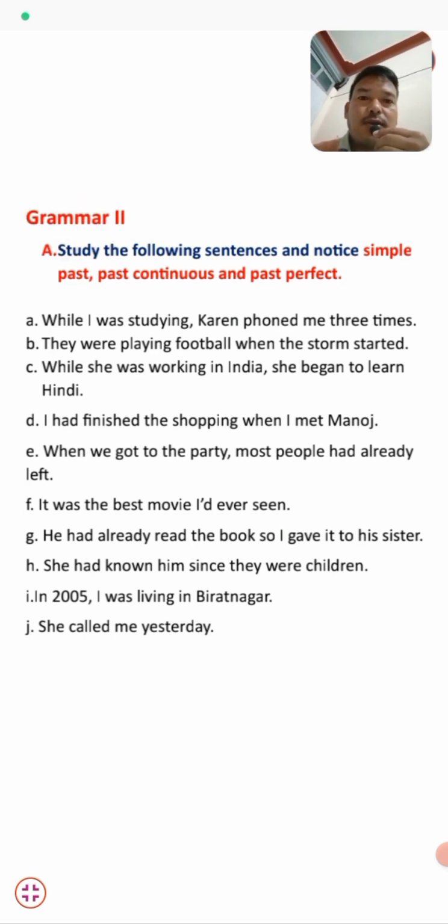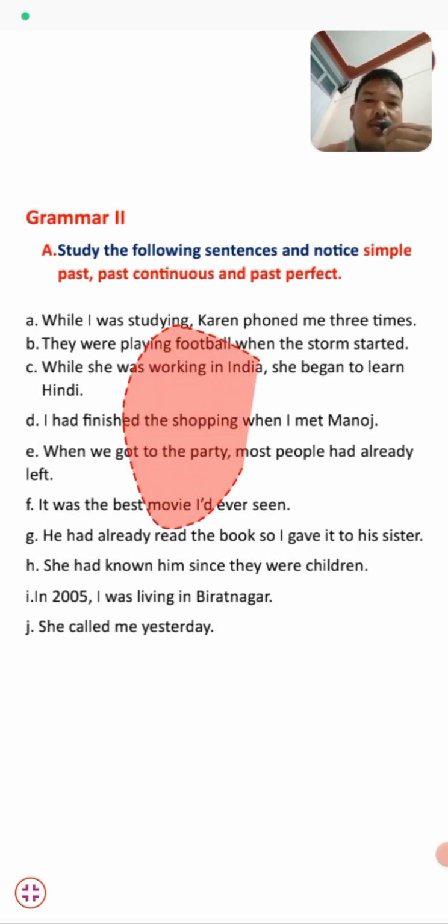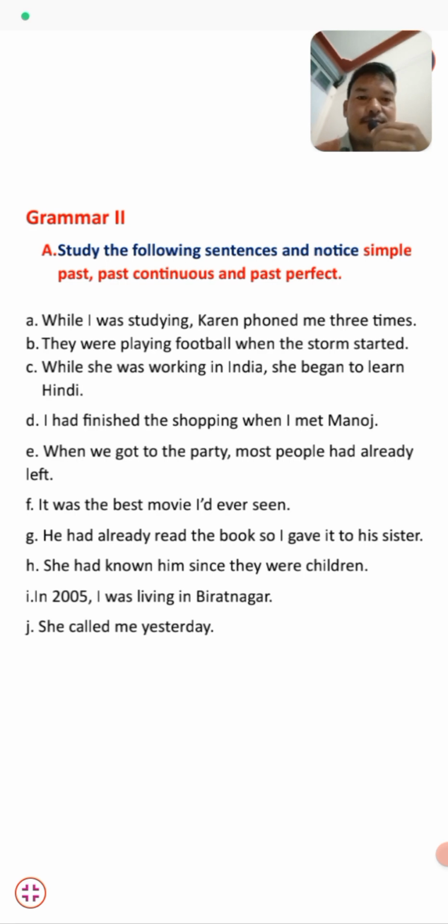It's very important, students. Here we start the exercise. A number: study the following sentences and notice simple past, past continuous and past perfect tense. Students, we have to study these sentences given below. All these are simple past, past continuous, and past perfect. Means we are talking here about the past tense.